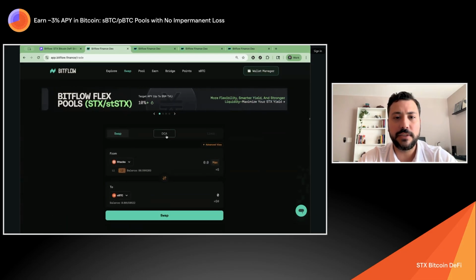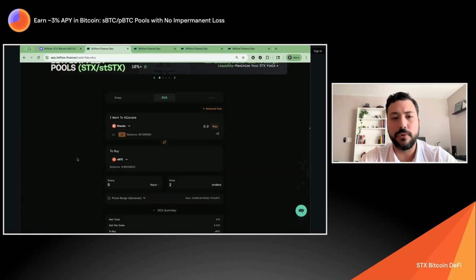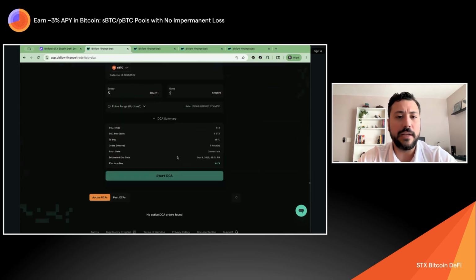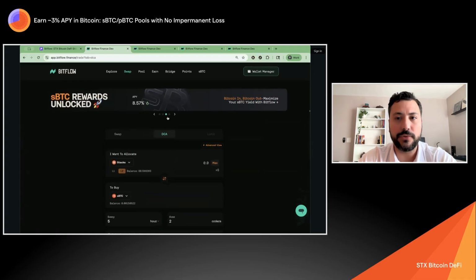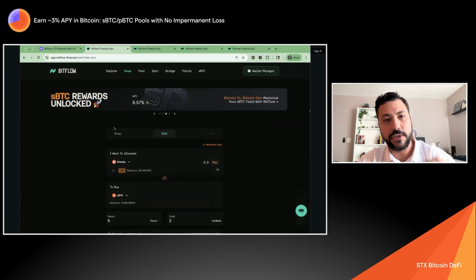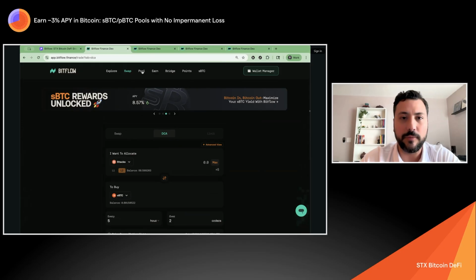So that's pretty fast. And then you also have your DCA, which we'll go over in another call. But this allows you to do recurring buy or recurring sell, where you define which tokens you want to allocate, which ones you want to buy, the frequency, every hour, every minute, every week, and how many orders. And the system would automatically generate those DCA orders for you, which is pretty nifty and a really good way to dollar cost average or to program your sales from your tokens.